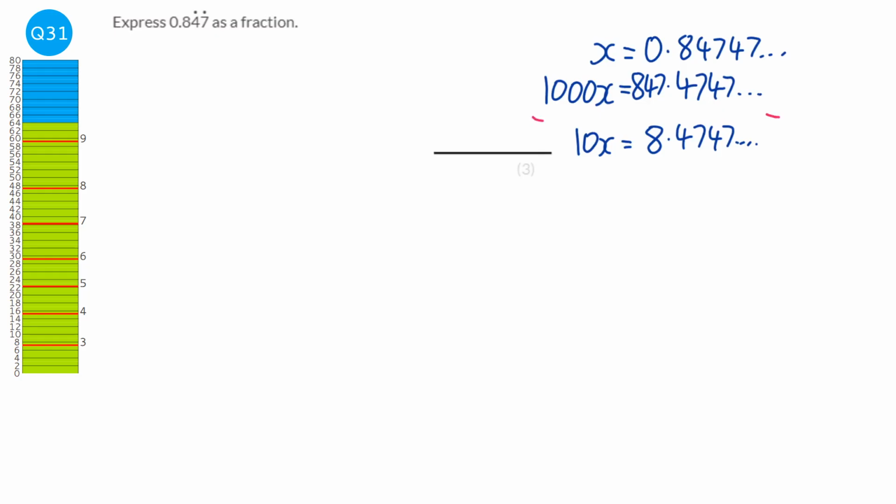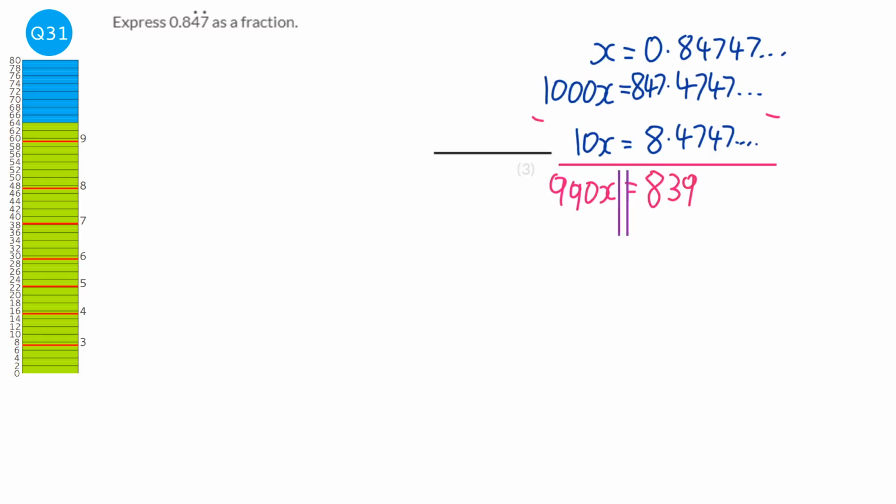everything. So 1,000x take away 10x, and that's going to be 990x. And then 847.4747, etc. take away 8.4747, etc. It's just going to be the same as 847 take away 8, because the recurring stuff will just cancel each other out. So 847 take away 8 is 839.